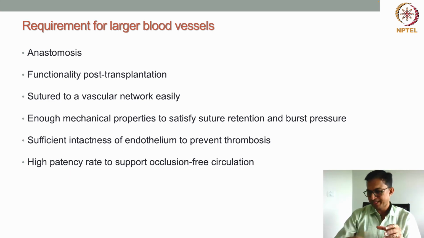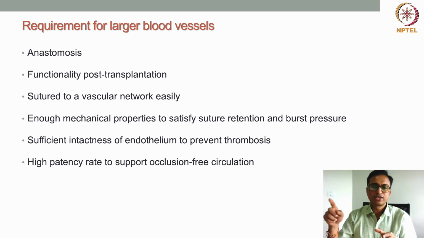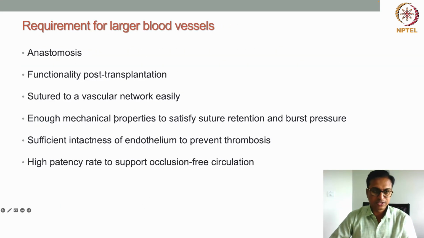for circulation of blood through them. So anastomosis is the very first requirement. Then functionality post transplantation: when it is transplanted and connected with the existing blood vessels, the synthetic blood vessels should be functional, so that they carry the blood without thrombus formation, without leaking of the blood, or without getting blocked. So those things are very important.